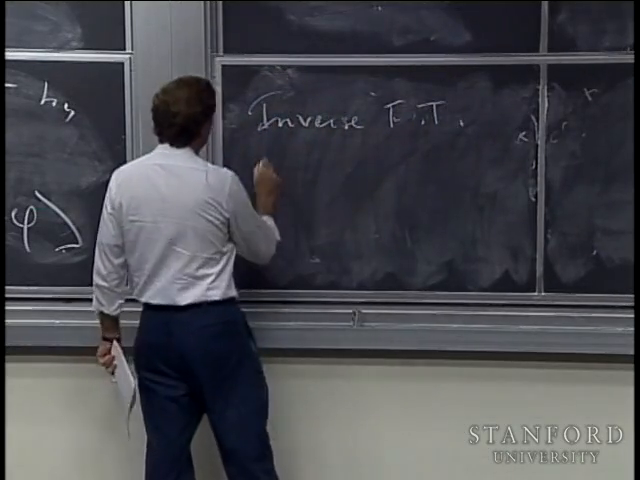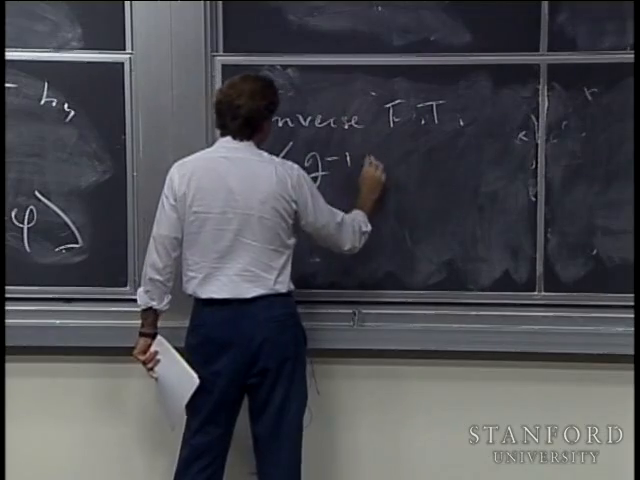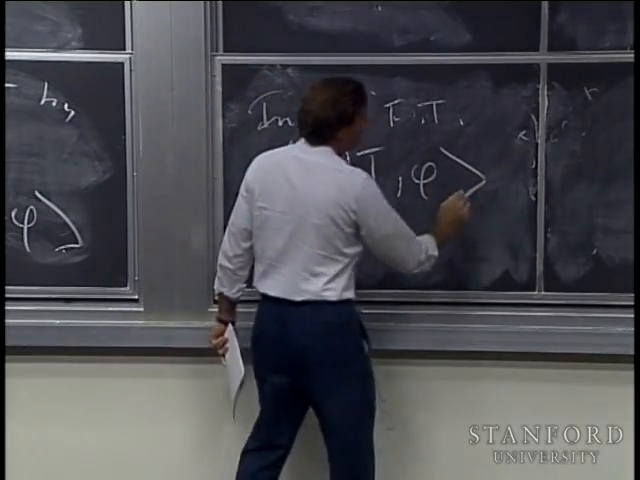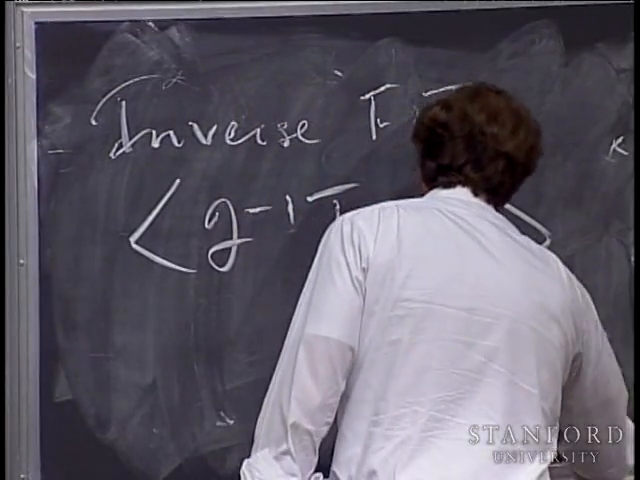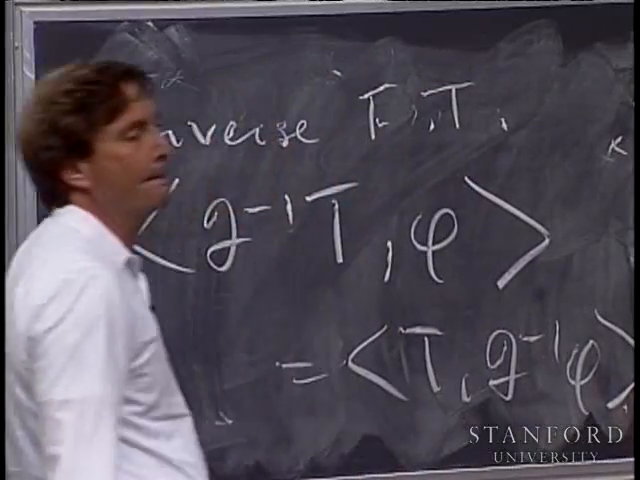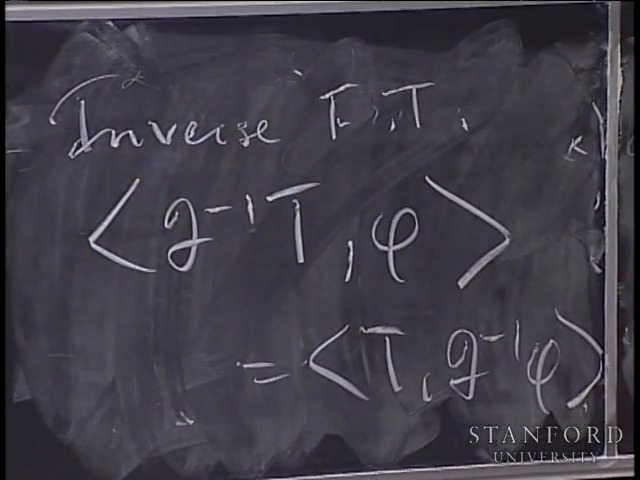Of a distribution. Well, the inverse Fourier transform of T operating on phi must be nothing other than T operating on the inverse Fourier transform of phi. Okay? What else is it going to be? And now let's prove Fourier inversion.